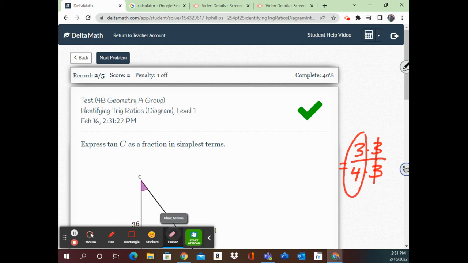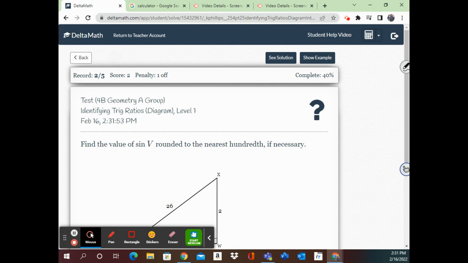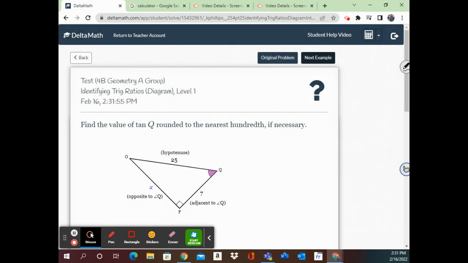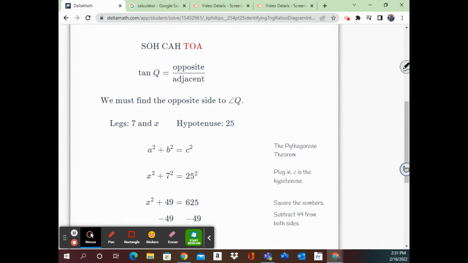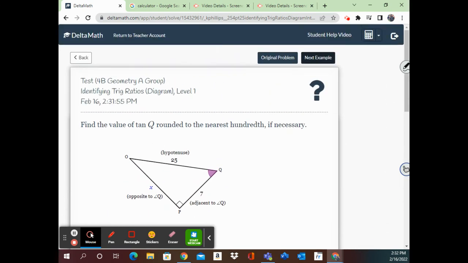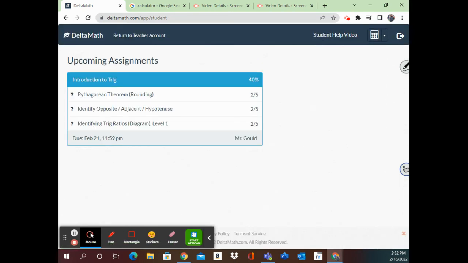All right. So again, if we ever get confused, get kind of lost as we go to the next problem, we can hit show example, and it's going to walk us through exactly what's what. But everything we did today in this exercise, we built off of all three of these: Pythagorean theorem, identify opposite, adjacent, hypotenuse, and then identifying trig ratios. If you have any more questions, please don't hesitate to reach out.